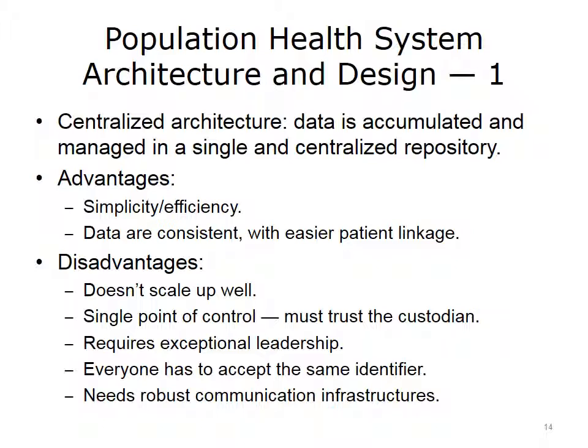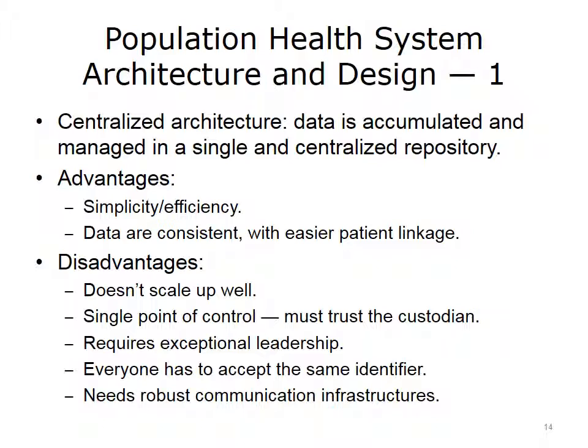Population health data systems can adhere to a variety of system architectures. The two common architectures are the centralized model and the federated model. The centralized architecture accumulates and manages all data in a single and centralized repository. The advantages of the centralized model are simplicity and efficiency, higher consistency of data, and easier patient linkage if the same patient identifiers are used.